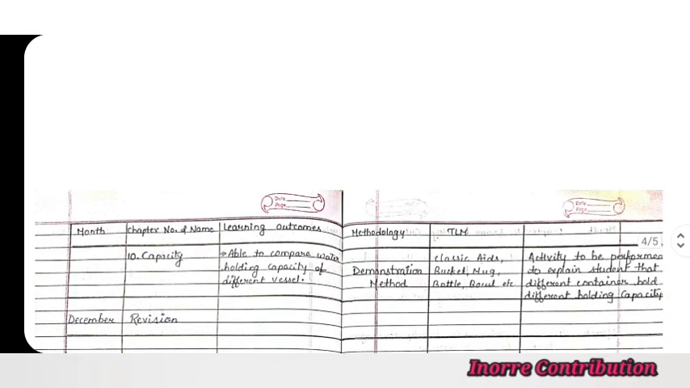Chapter number 10, capacity. Learning outcome: able to compare water holding capacity of different vessels. Method: demonstration method. TLM: classic aids, bucket, mug, bottle, bowl, etc. Activity: to be performed to explain to students that different containers have different holding capacity.